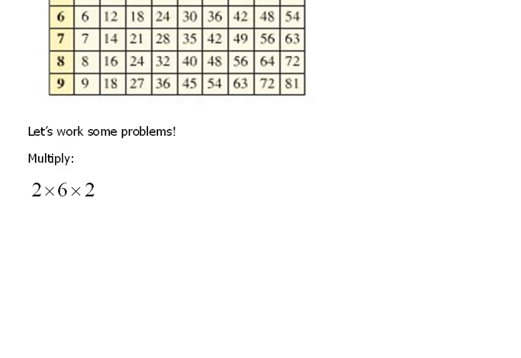Here we have a problem that says multiply 2 times 6 times 2. Now this is not just two things multiplied together, this is three things, but that's okay. We can multiply a whole bunch of things together, but you can only do them two at a time.